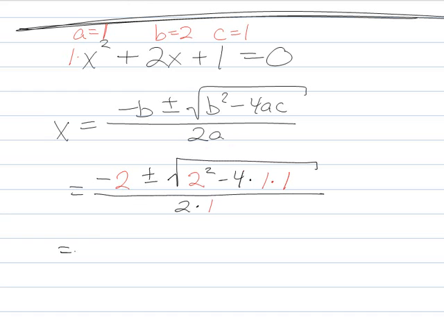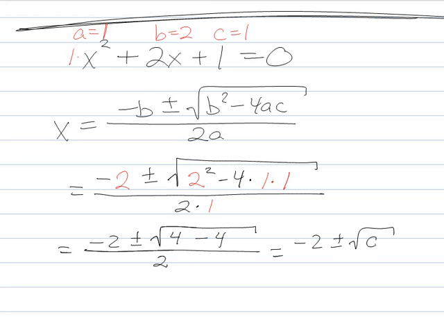Now if I work this out, I've got negative 2 plus or minus the square root of 4 minus 4, all over 2. So negative 2 plus or minus the square root of 0, right? So I have negative 2 plus or minus 0, since the square root of 0 is just 0, over 2.